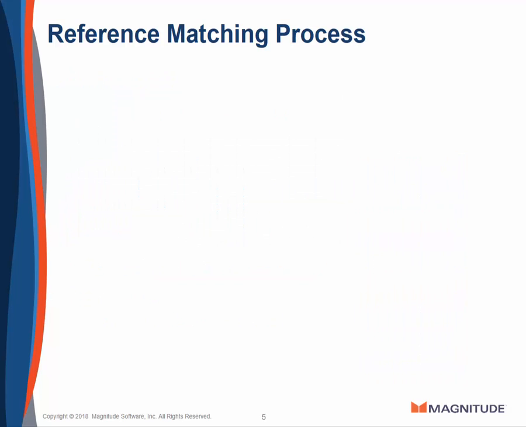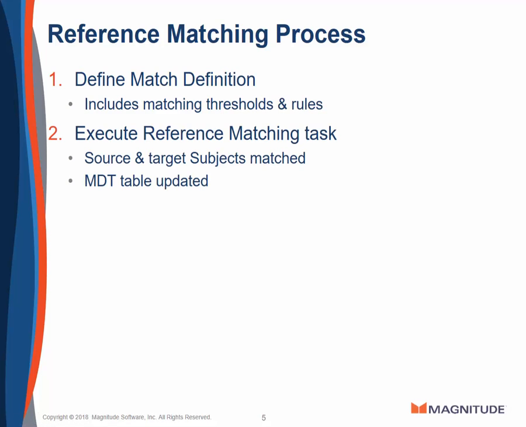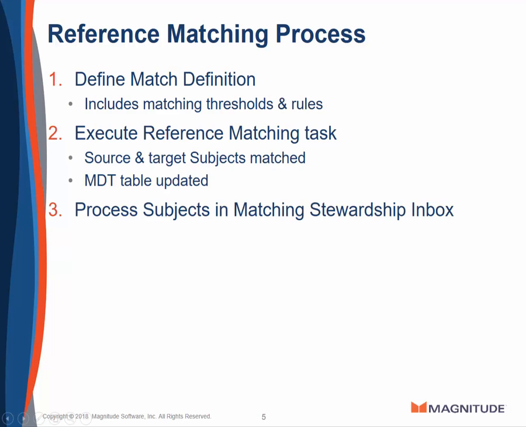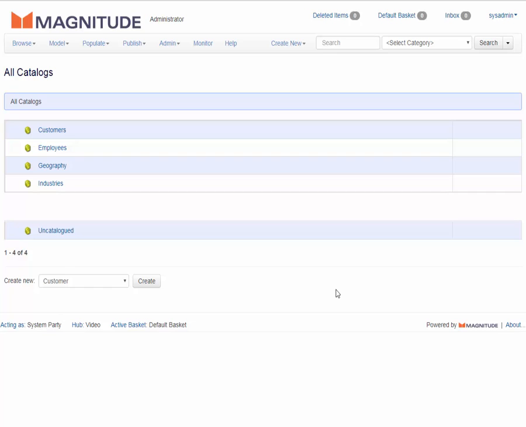At a high level, reference matching is a three-step process. First, create a match definition, where you define the matching thresholds and match rules. Next, when you run the matching task, the source and target category subjects are matched based on the settings in the match definition and updated in the master table. At the end of the task execution, any source subjects with multiple potential matches are sent to matching stewardship for manual matching. The third step is for data stewards to review the possible matches and determine how to process the data.